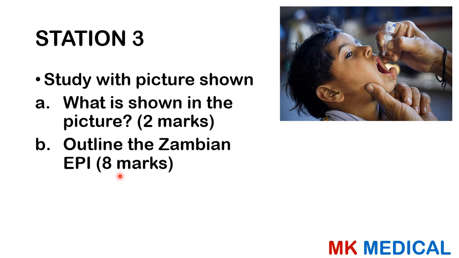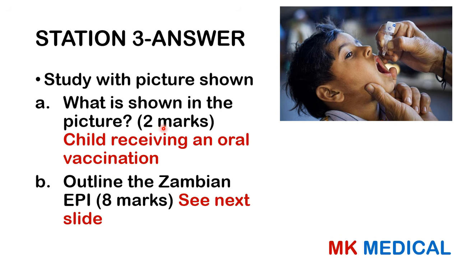So you may pause the video. I know you have watched the video on immunization. If you haven't, then check out the playlist. Then here comes the answer. So this is a child receiving an oral vaccination, and the outline is as follows.